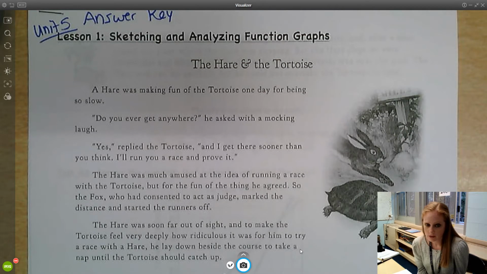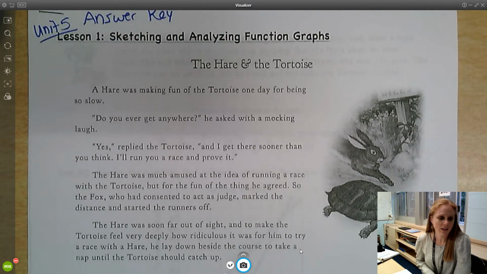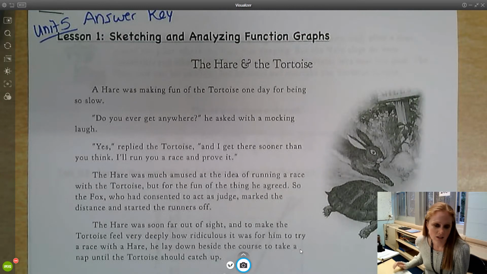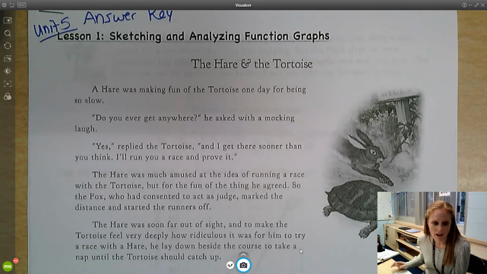"Yes," replied the tortoise, "and I get there sooner than you think. I'll run you a race and prove it." The hare was much amused at the idea of running a race with the tortoise, but for the fun of the thing he agreed. So the fox, who had consented to act as judge, marked the distance and started the runners off. The hare was soon far out of sight, and to make the tortoise feel very deeply how ridiculous it was for him to try a race with a hare, he lay down beside the course to take a nap until the tortoise should catch up.